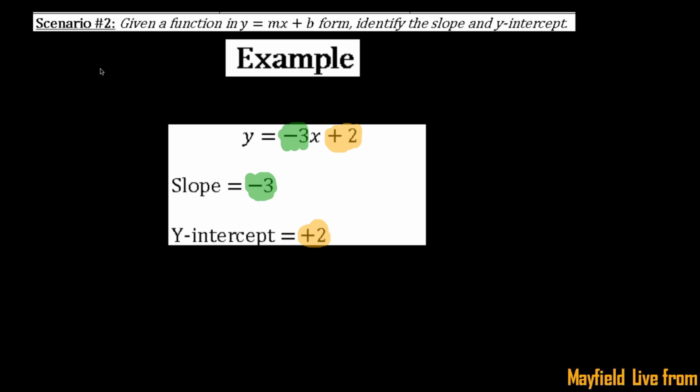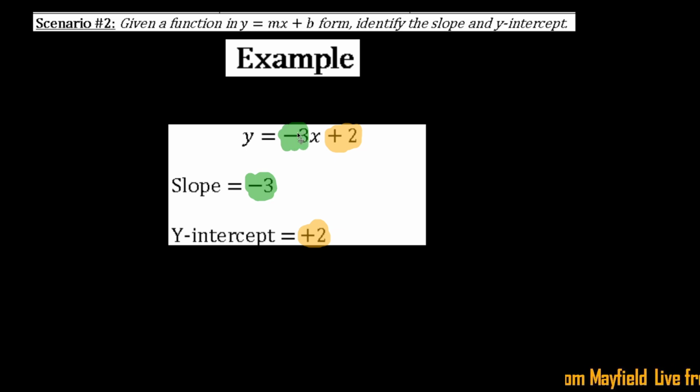In the second scenario, it says, given a function in the y equals mx plus b form, identify the slope and y-intercept. And this one is a pretty simple scenario as well, but we want to make sure we can give a couple of ideas with it. So it has y equals -3x plus 2.